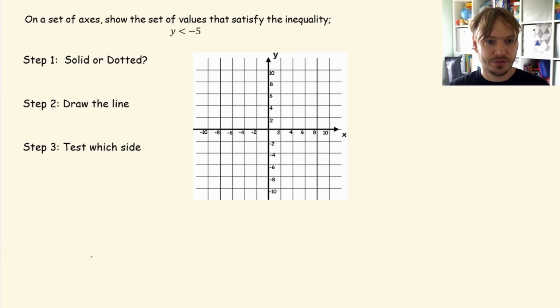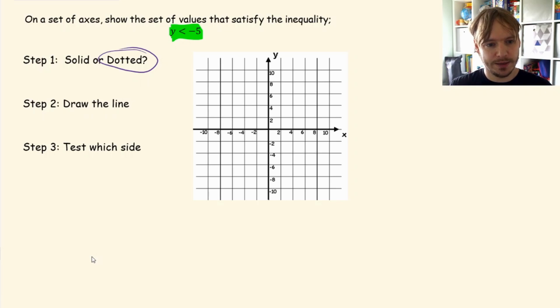So for our second question, the only thing that's really changed is our inequality, which is now y is less than -5. So let's just run through the same steps. Is it solid or dotted? Well, this time it doesn't include the equals line, so we're going to draw it dotted. A dotted line will tell us it's not allowed to be on the line, it has to be one side or the other, whereas the solid line told us we could be on that line last time.